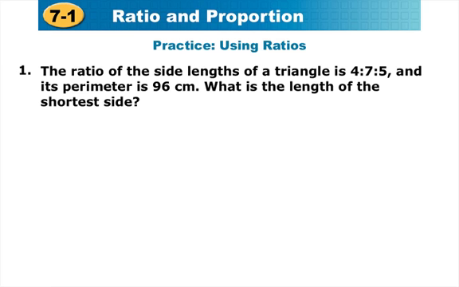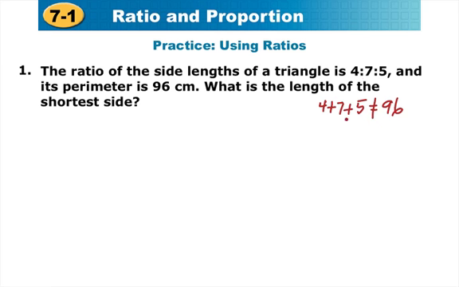Number 1 says the ratio of the side lengths of a triangle is 4 colon 7 colon 5, and its perimeter is 96 centimeters. What is the length of the shortest side? Notice that this is the most common mistake that students make: 4 plus 7 plus 5 equals 96. This makes no sense whatsoever, because if you take the sum of these three numbers, it's not equal to 96.